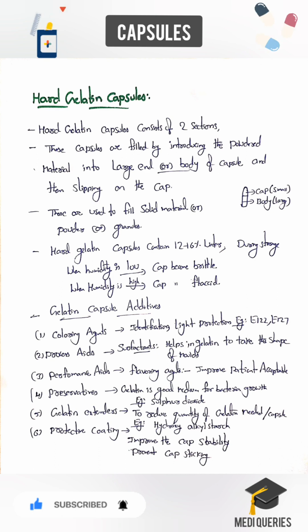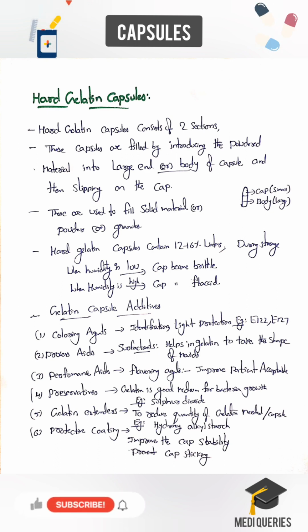Hard gelatin capsules mainly contain 16% of water during storage. What will happen when the humidity is low? The capsule becomes brittle. When the humidity is high, what will happen? There is an increased chance of moisture uptake by the capsules, and as a result, the capsule will become flaccid. So the storage conditions need to be appropriate. According to the IP, we need to store the capsules accordingly.